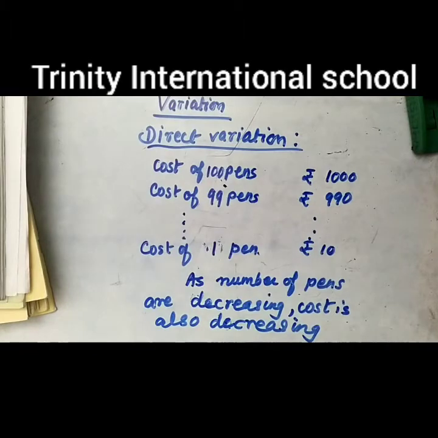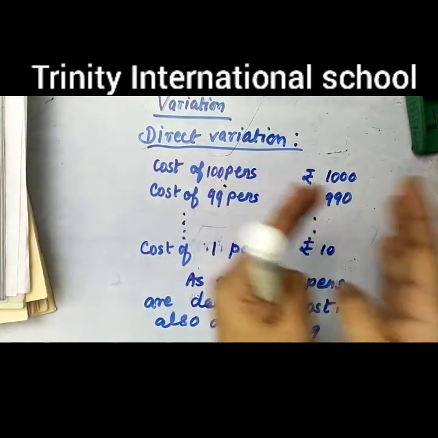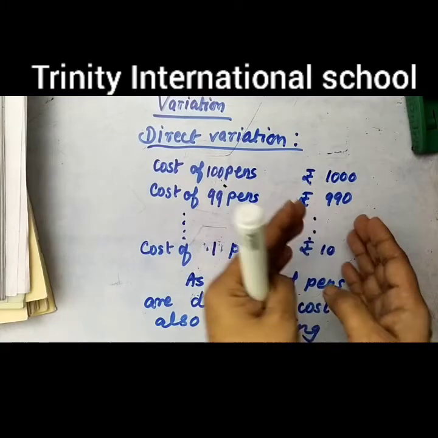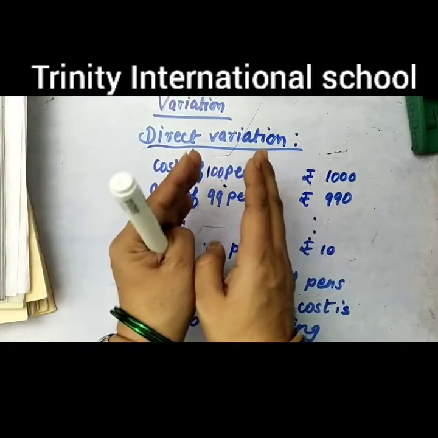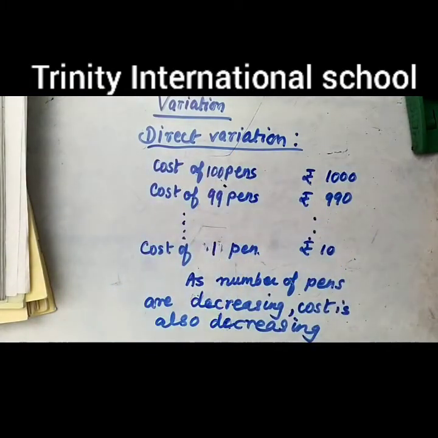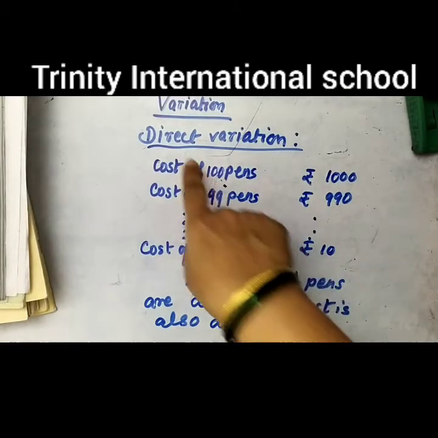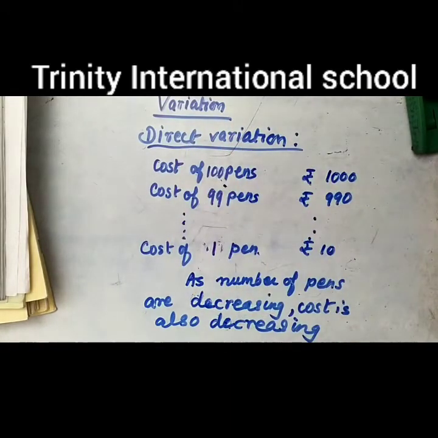तो direct variation में क्या होता है, एक quantity increase होता है तो दूसरा भी increase ही होगा, और एक quantity यदि decrease होगा तो दूसरा भी decrease होगा. So if this is the situation, then that is called as direct variation. Okay, now we will see what is inverse variation.